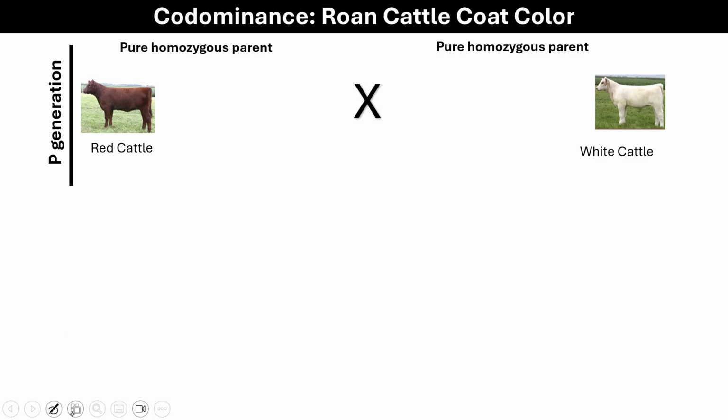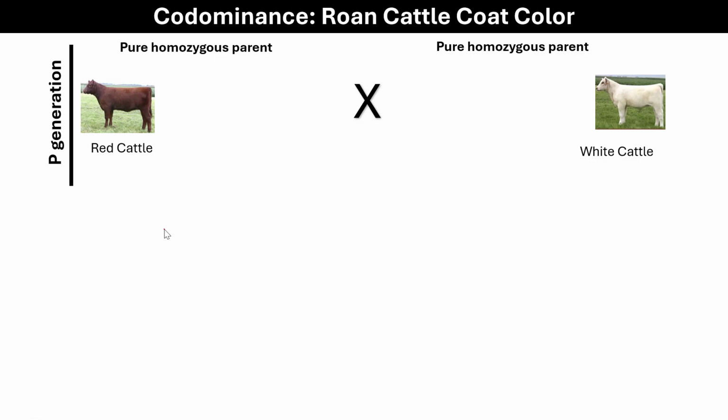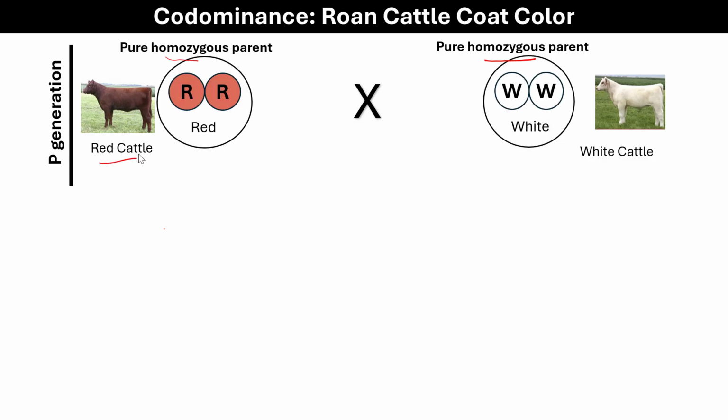Now here you have a homozygous parent which is crossed with another homozygous parent. So this is homozygous red, which has both RR alleles, and homozygous white, which has both white WW alleles. Here again you would notice that we are not using capital and small letters because there is no establishment of dominance. So we don't know if red is dominant over white or white is dominant over red.